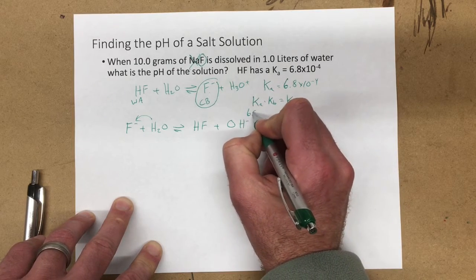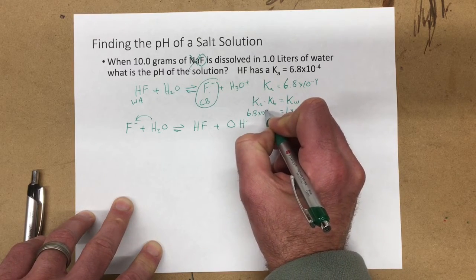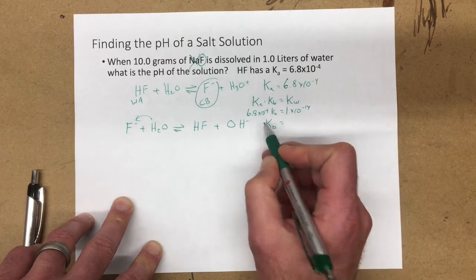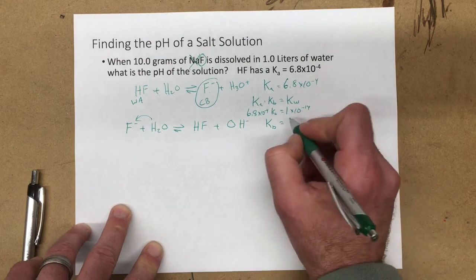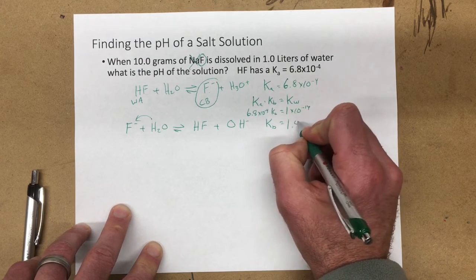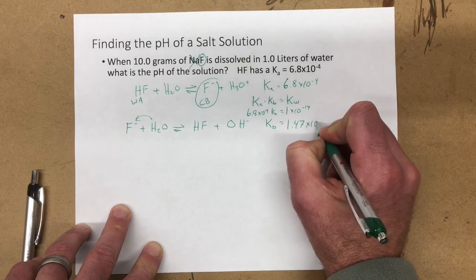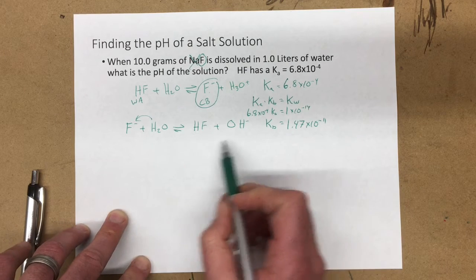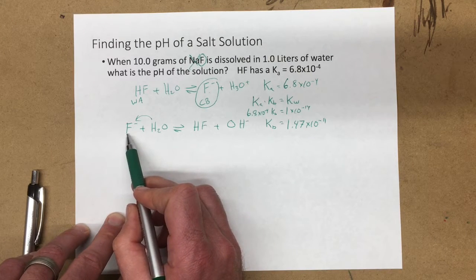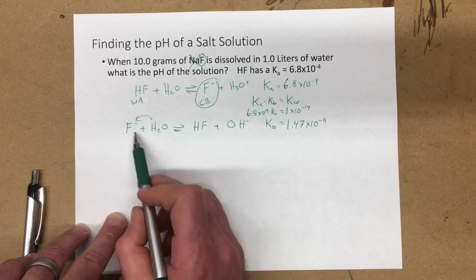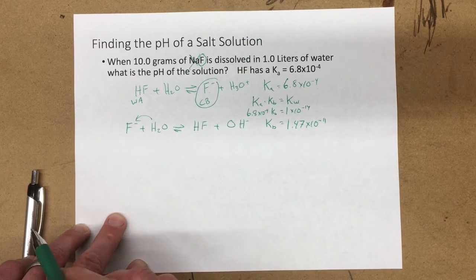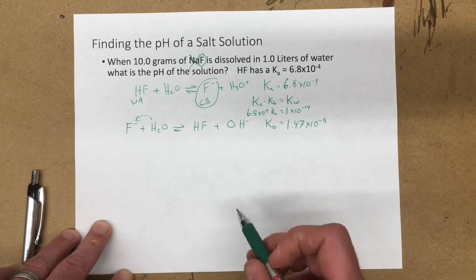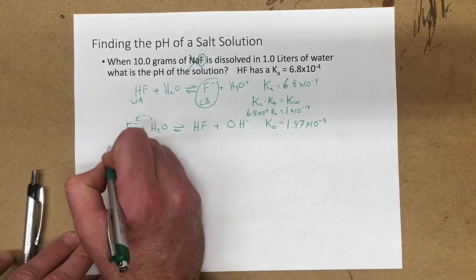So we have 6.8 times 10 to the negative 4 times Kb. And so we can solve for Kb, and we find that Kb is 1.47 times 10 to the negative 11. So this is Kb, and that refers to this equation, fluoride ion acting as a base, okay? Because fluoride ion is the conjugate base of hydrofluoric acid, and so if we knew Ka, we could find Kb. All right, well now with that information, we're going to make an ice table.